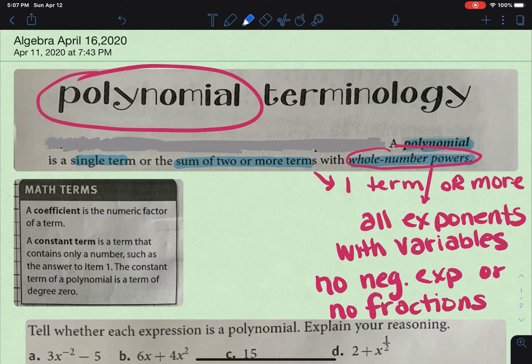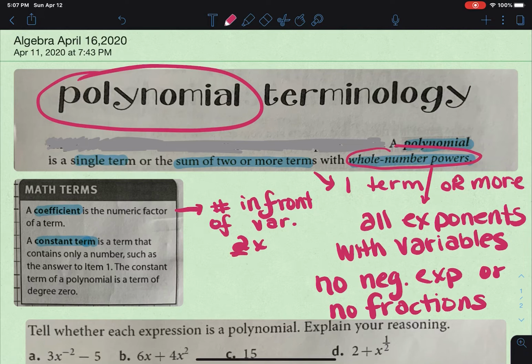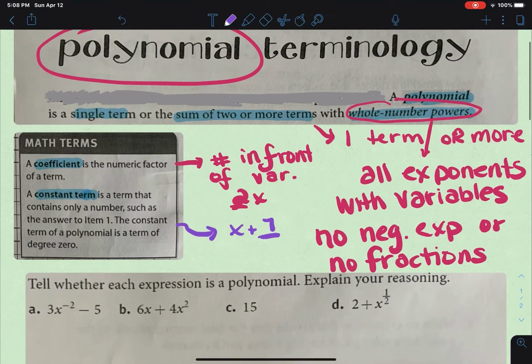Okay, now you'll notice on the side there is a little bit of vocabulary that's about some of that information that we talked about the other day. The coefficient, it says it's the number value of the term. Remember, the coefficient was the number in front of the variable. So if I had 2x, the coefficient would be the 2 part. The constant term is a term that contains only a number. So if I had something like x plus 7, this part right here, the 7, would be the constant. So that part of the vocabulary you should remember from the other day.